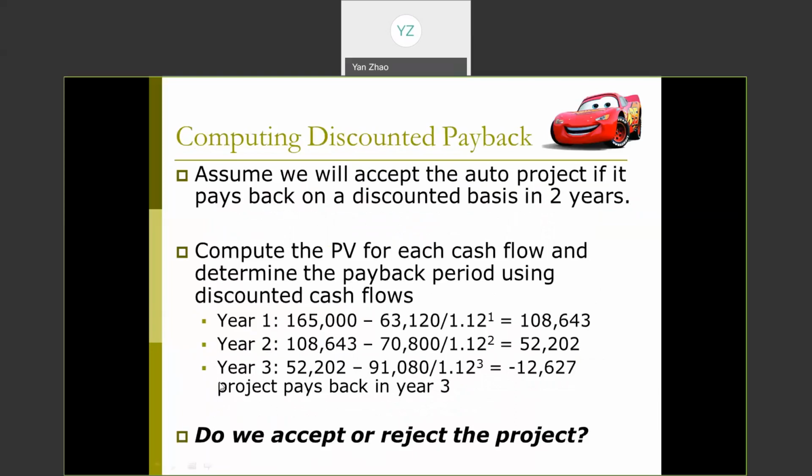Basically, you do exactly the same as you did before with the regular payback period. The only difference is now all the future cash flows are going to be discounted according to the period you receive them. Okay, so again, the project pays back in year 3, and according to our 2-year cutoff, you still reject the project.